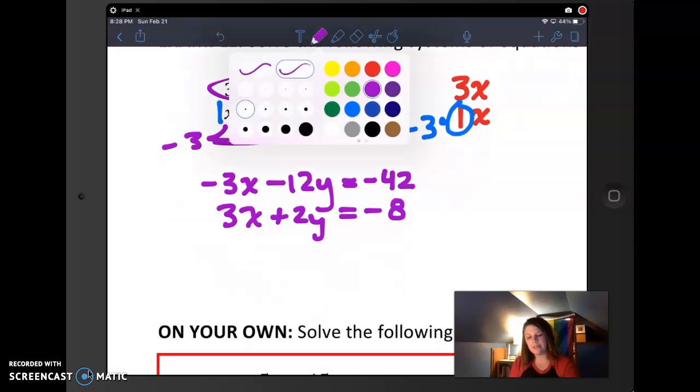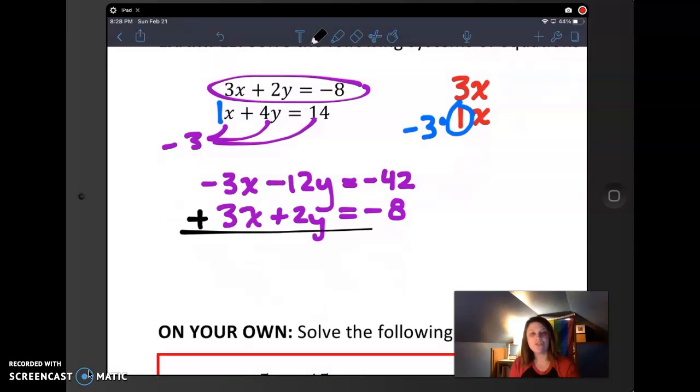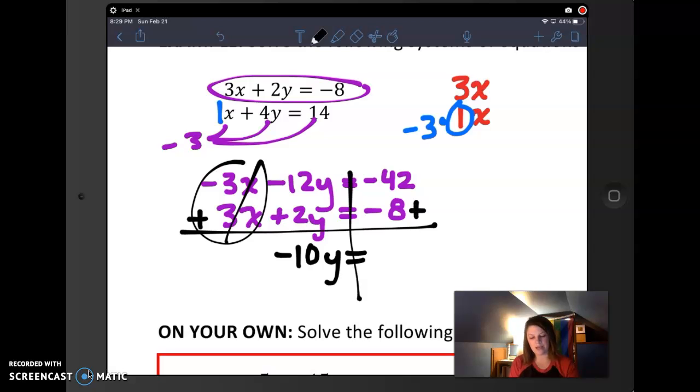And now we can see that if we added these two equations together, poof, we eliminated one of the variables, which is what we want to do. So negative 12y plus 2y, that gives us negative 10y. And always adding top to bottom, so that would be negative 50. Divide by negative 10 on both sides, and you get y equals 5.